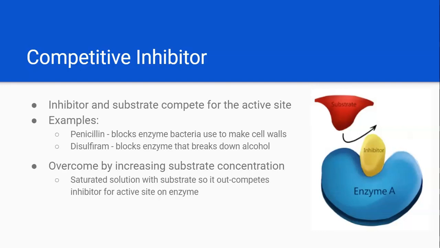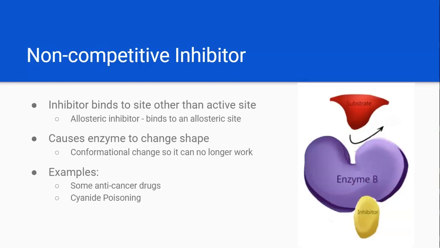Meaning that it's literally binding and blocking the active site and prevents the substrate from coming in at all to have a reaction take place. You can kind of get around this if you increase the substrate concentration because then there's way more substrate than inhibitor, so the likelihood is that it's going to outcompete the inhibitor.